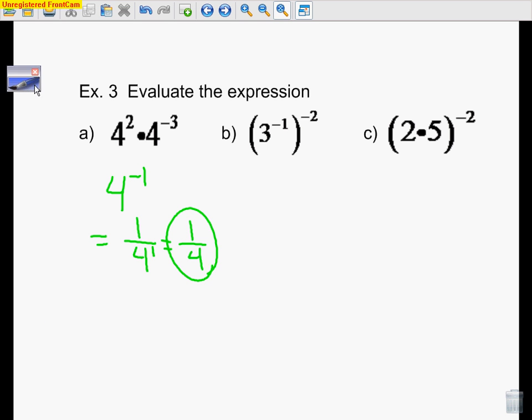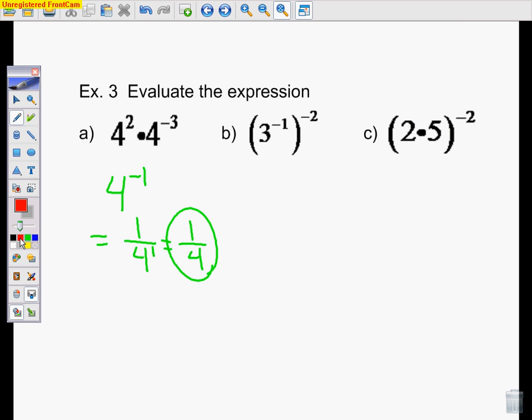All right, part B. This problem, we know that when we raise a power to a power, we multiply the exponents together. So we're going to multiply this negative 1 times negative 2. So that'll be 3 to the positive 2. And we know that 3 squared is 9.